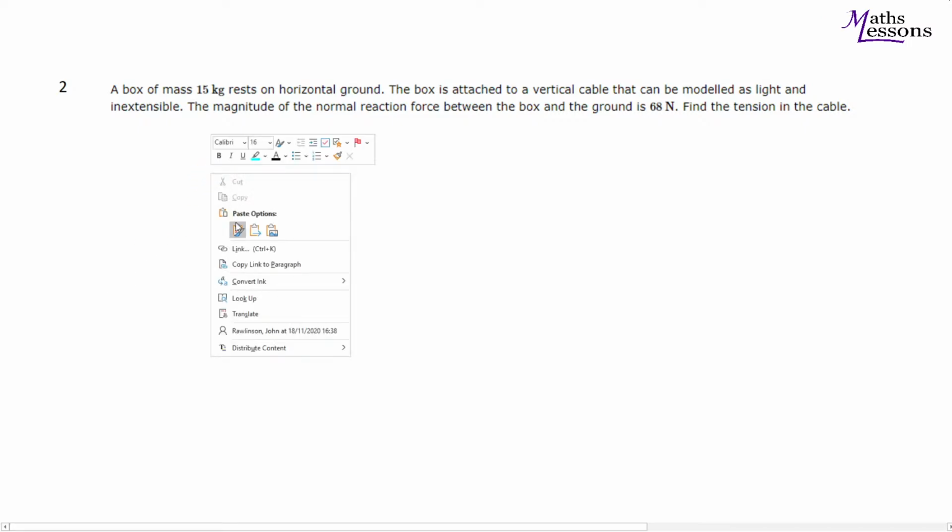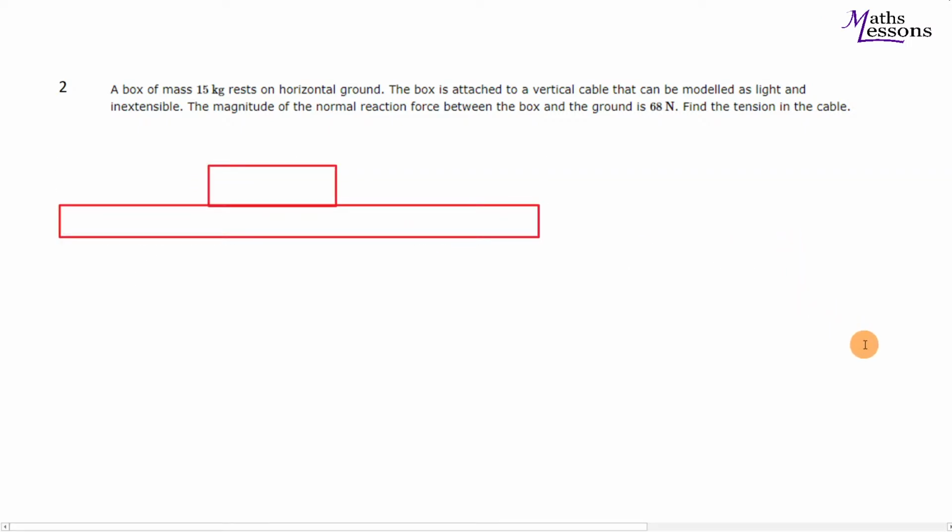Okay, so here's our box resting on our table. So box 15 kilograms. So 15g is the force going down there. And it's attached to a vertical cable that can be modeled like an inextensible string. So it will have a tension. And we've got the normal reaction between the box and the ground is 68 newtons. And we want to find the tension in the cable.